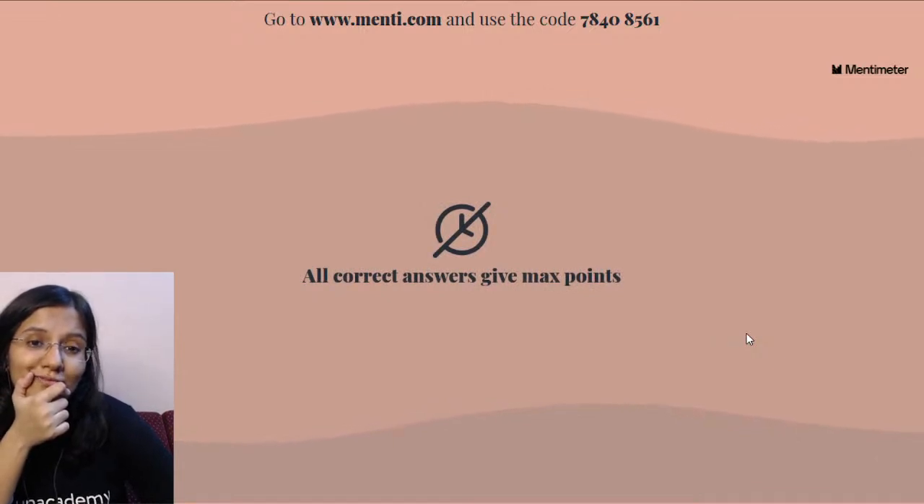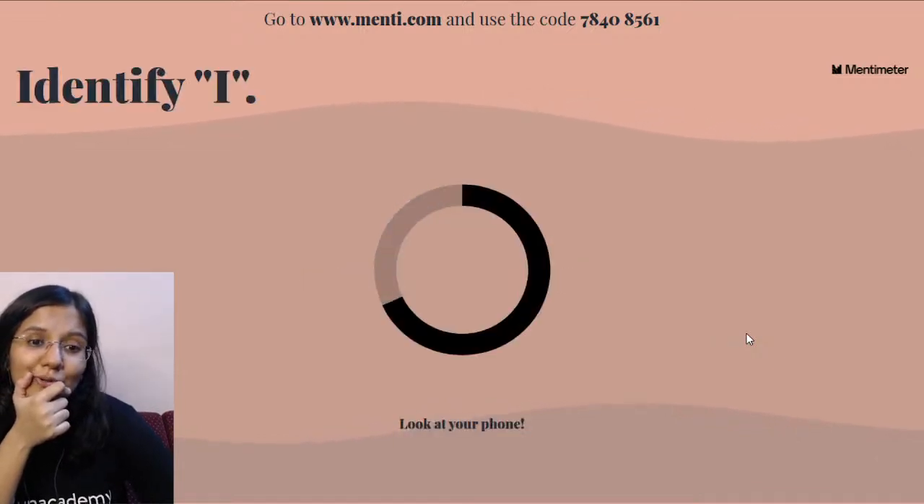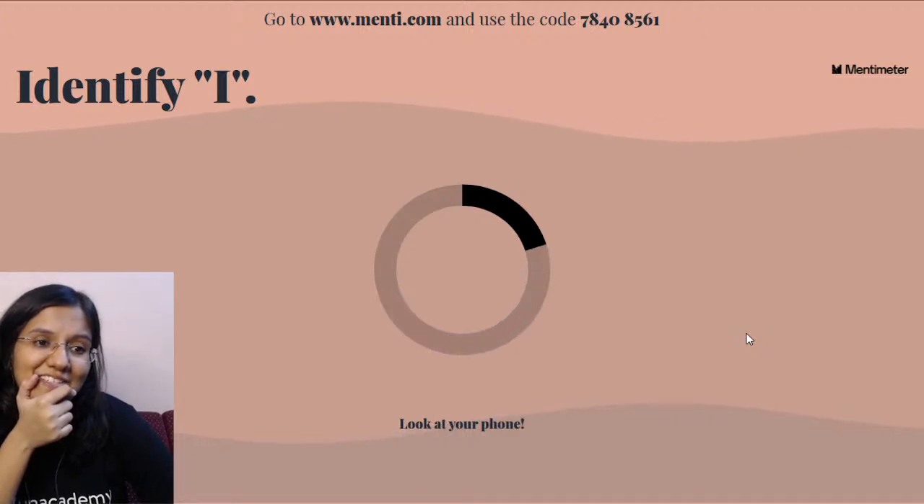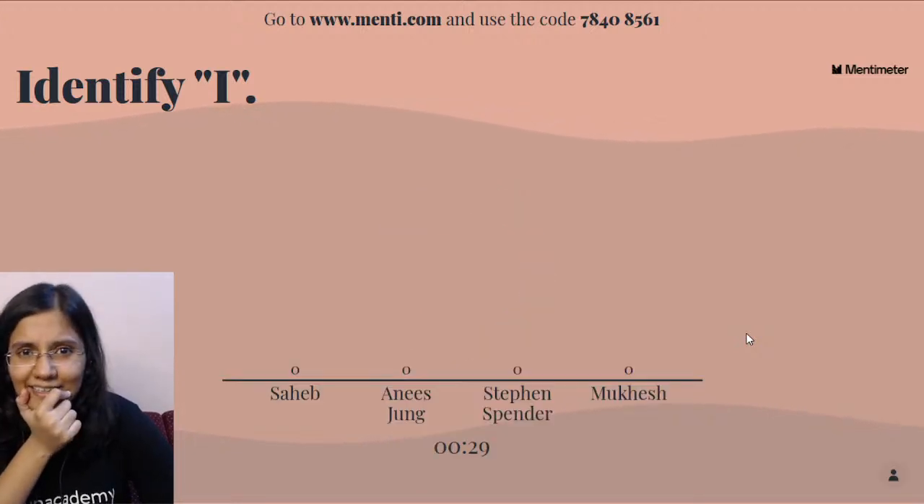So the frog and the mouse will go ahead and answer our first question, which is identify I in that passage.